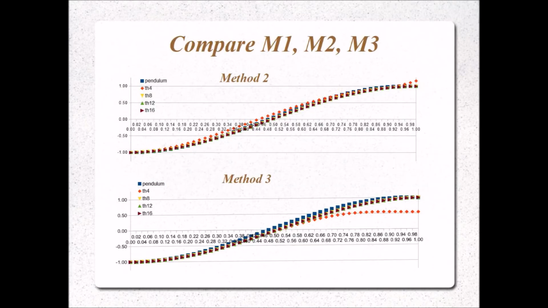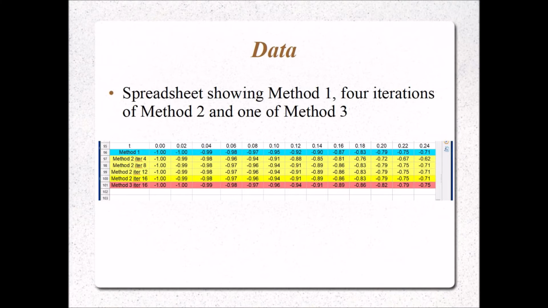The next slide shows how M1, M2, and M3, the three methods, stack up relative to one another. You can see that both method 2 and method 3 are both tracking method 1 pretty well, but they differ in some details, especially as time gets larger. The next slide shows more data comparing methods 1, 2, and 3. It shows 4 iterations of method 3. It shows method 2 and method 1. That's what the data looks like on the spreadsheet for the higher numbered iterations.